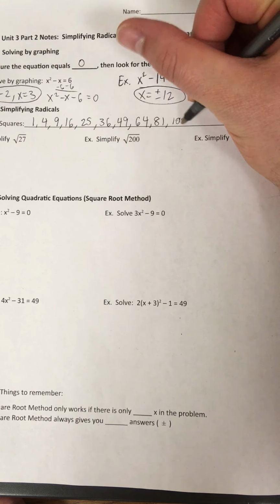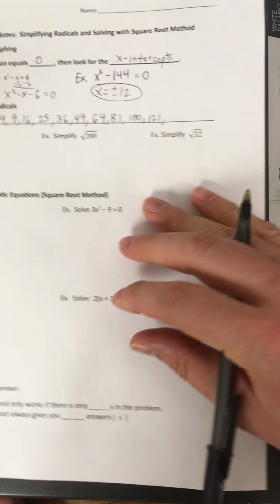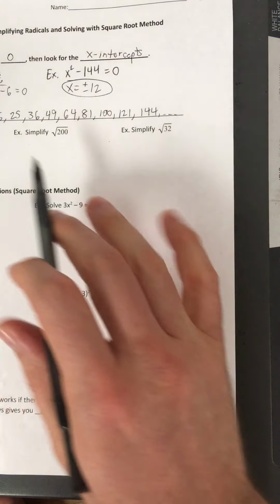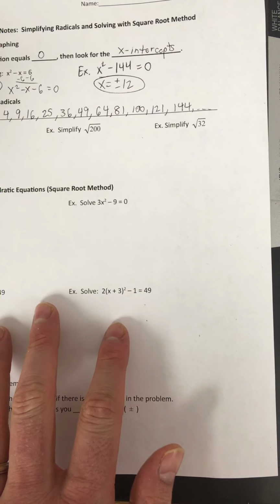10 times 10 is 100. 11 times 11, 121. 12 times 12, 144. And they keep going on and on and on. All right, but these are the main ones I'm going to use. Really, 100 and below are the main ones I want to stick to.